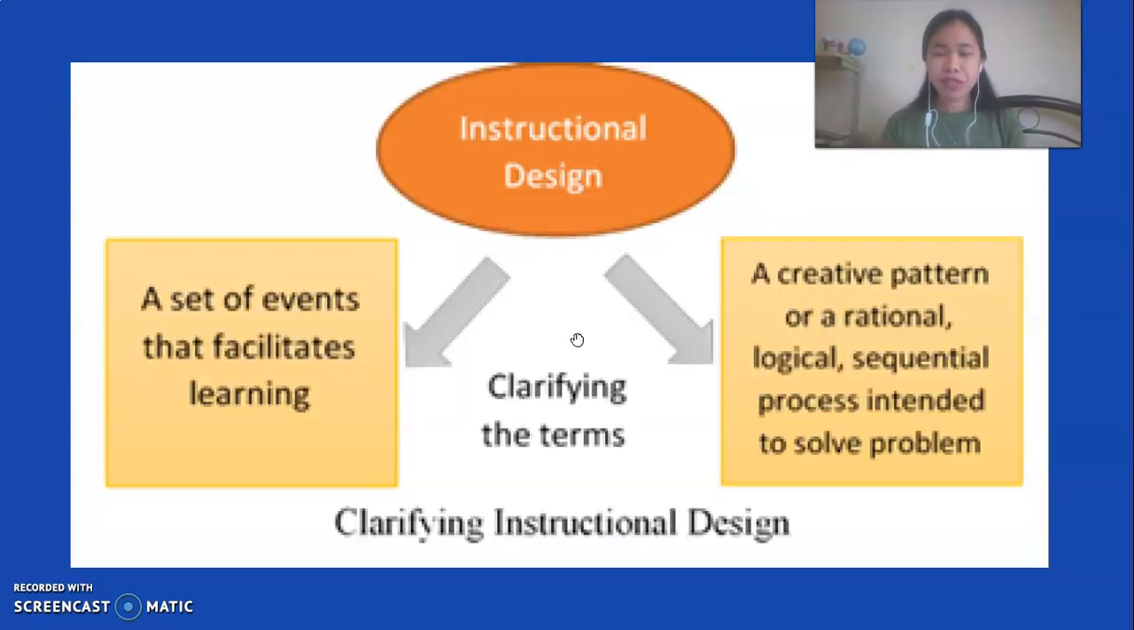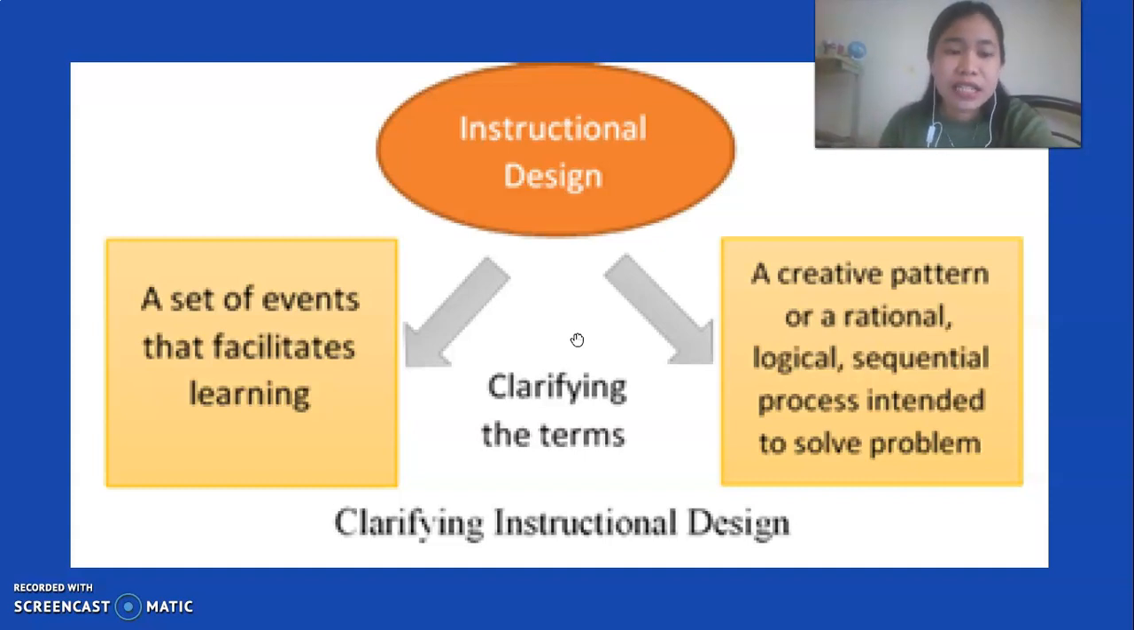Okay, so we have here an image. Well, we will try to define what is instructional design. When you hear the word instructional design, what comes into your mind first? Well, for me, I believe that the simpler term for instructional design, or the thing that we can relate to this term, is actually lesson planning. Right? Because a lesson plan is actually a design. So let us try to clarify the word instructional design.